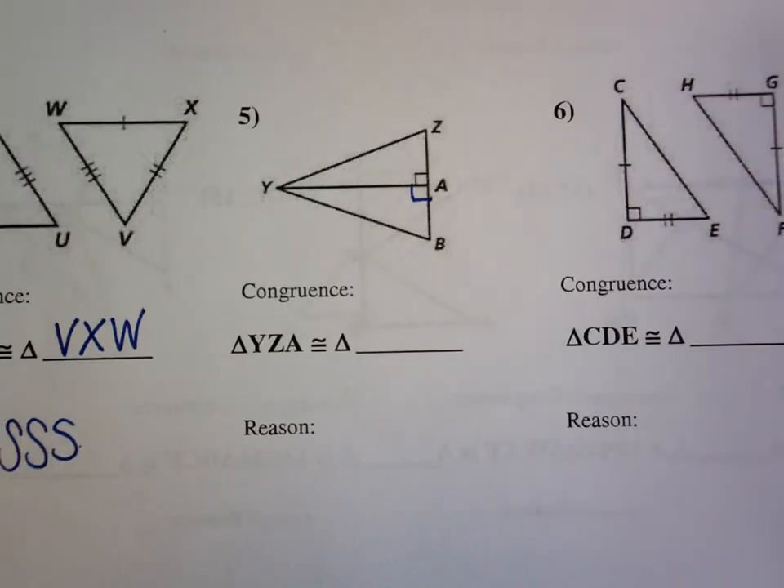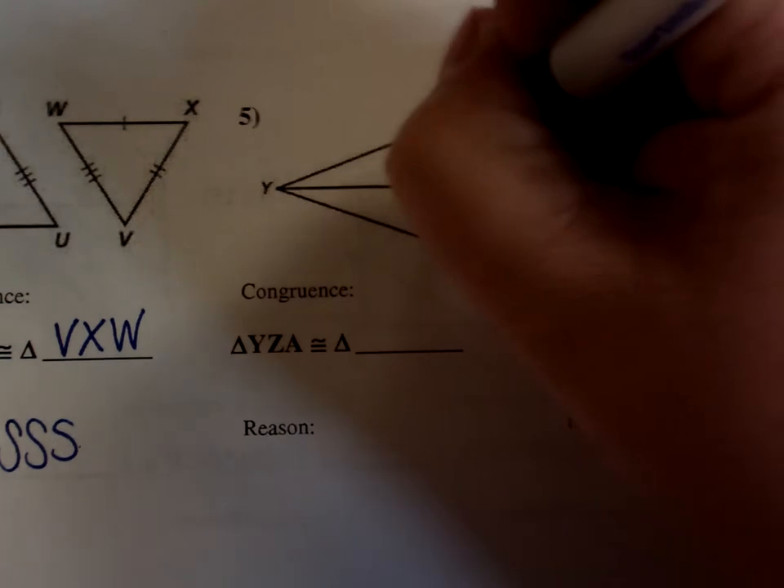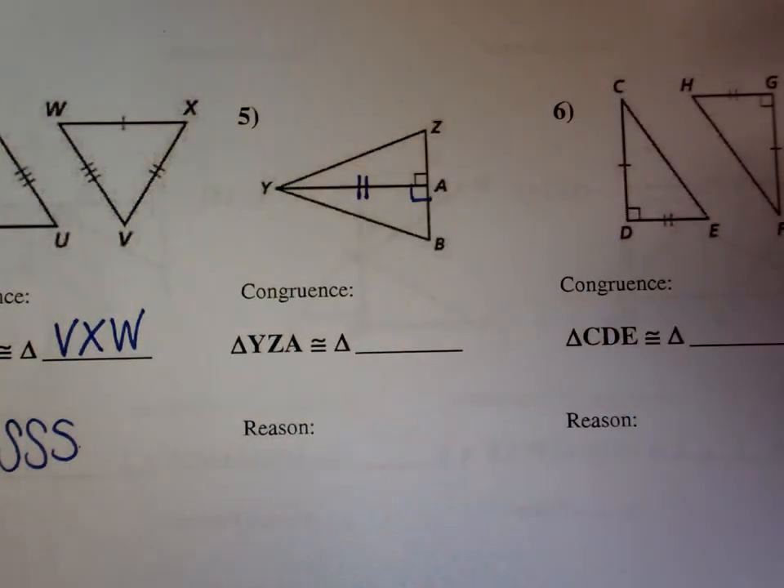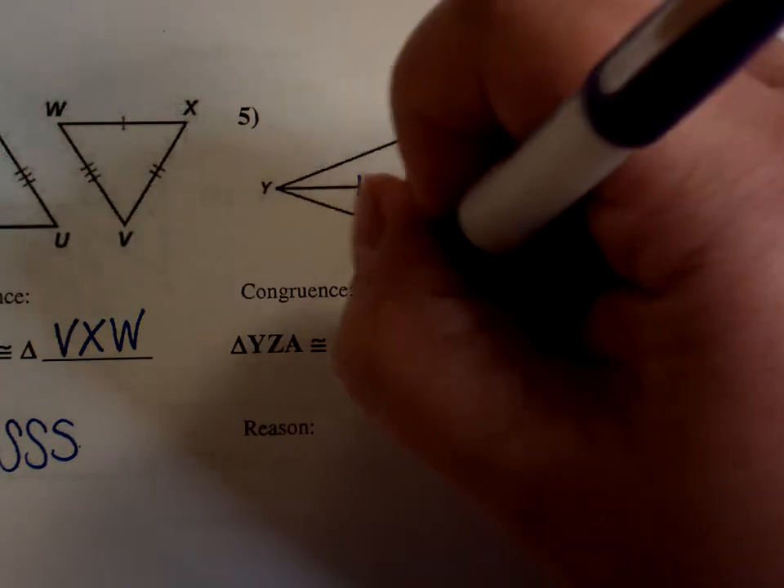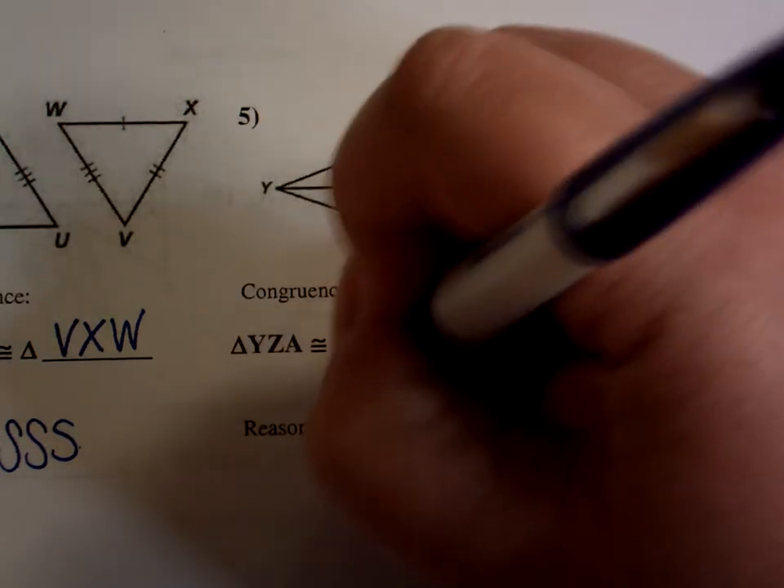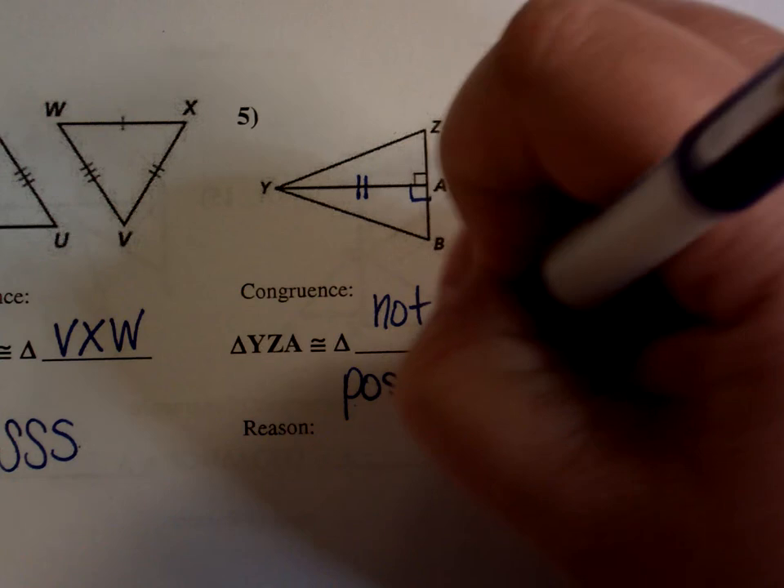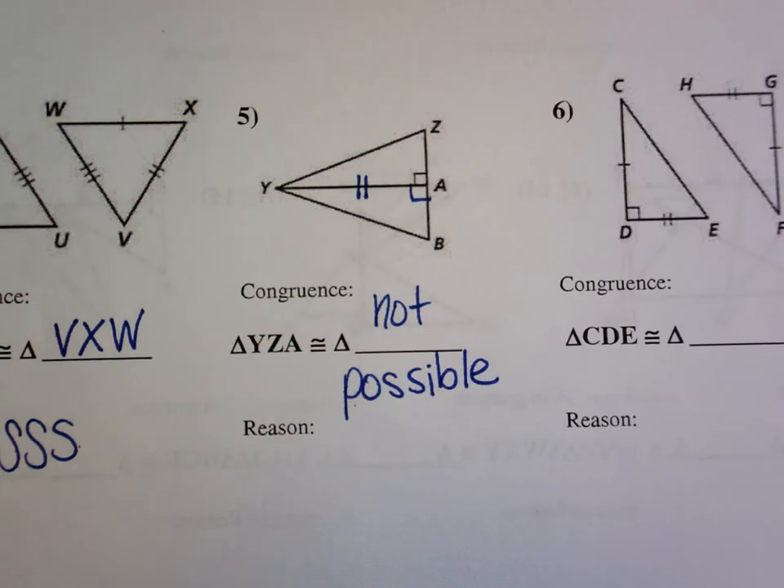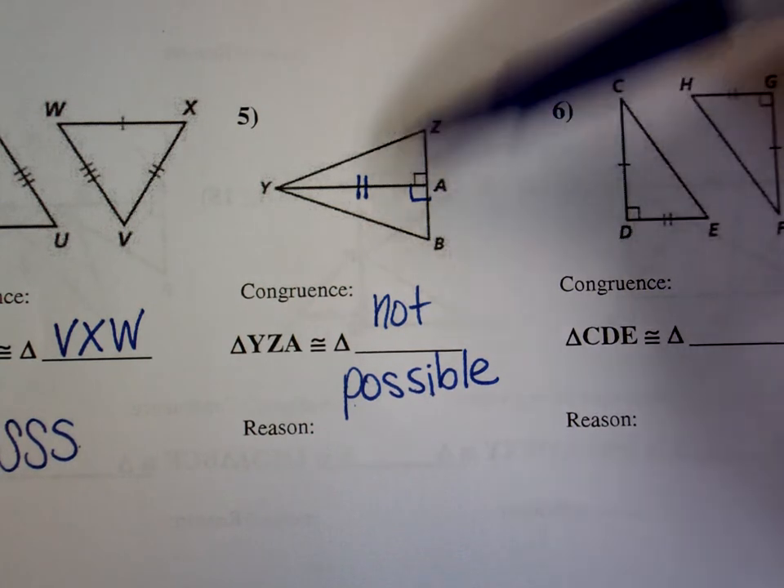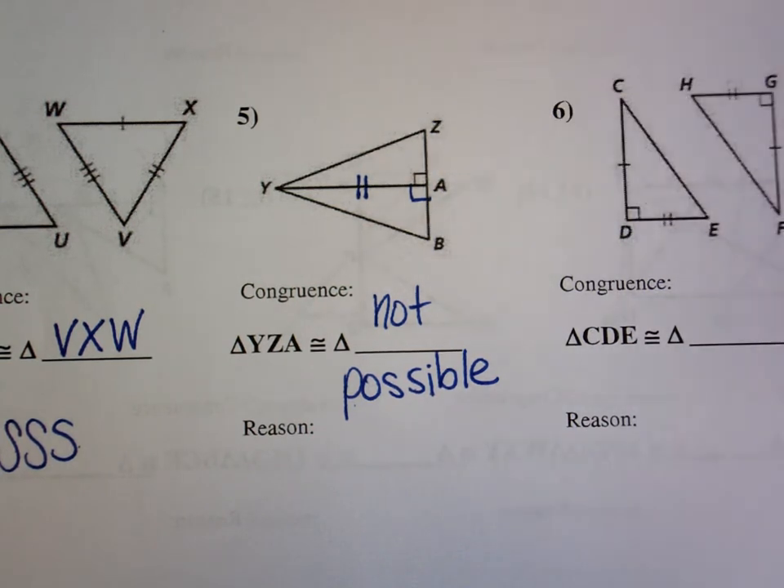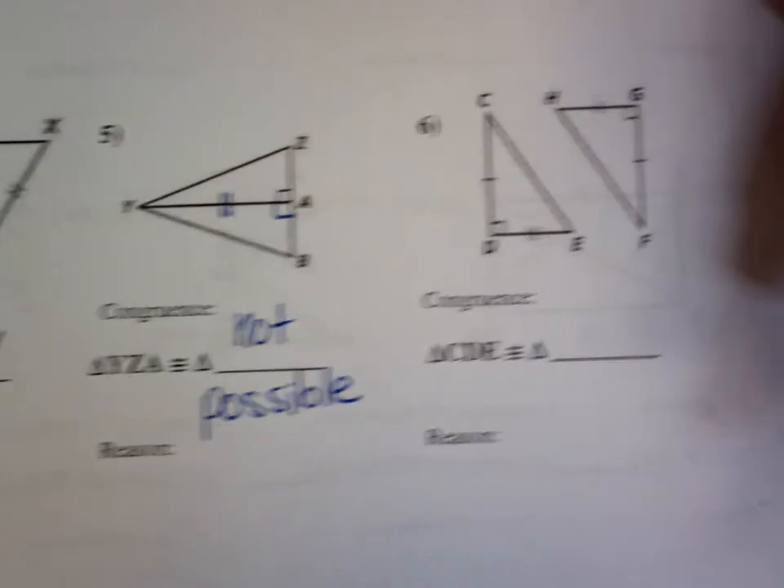Second piece of information here is my shared side. I know that YA is congruent to itself. Unfortunately, that's all. I don't know anything else. That's only 2 pieces of information, so that's not possible. I know it looks like it, but I don't know that ZA and BA are congruent. If they had told me A was the midpoint, okay, then I would know it, but they didn't give me any information about that. So I don't have any information for a third congruence, and that's where I have to stop.